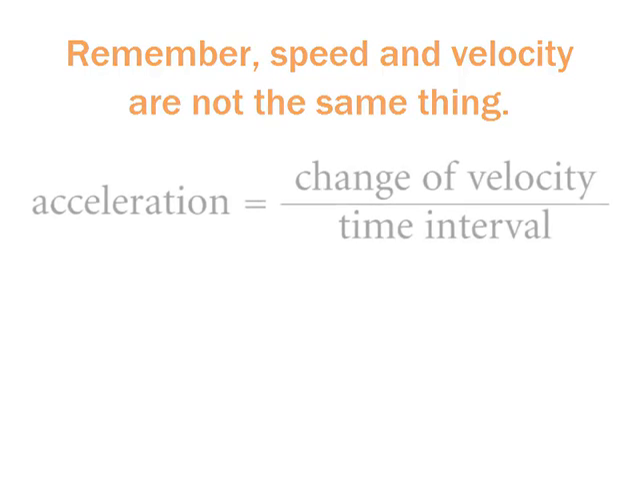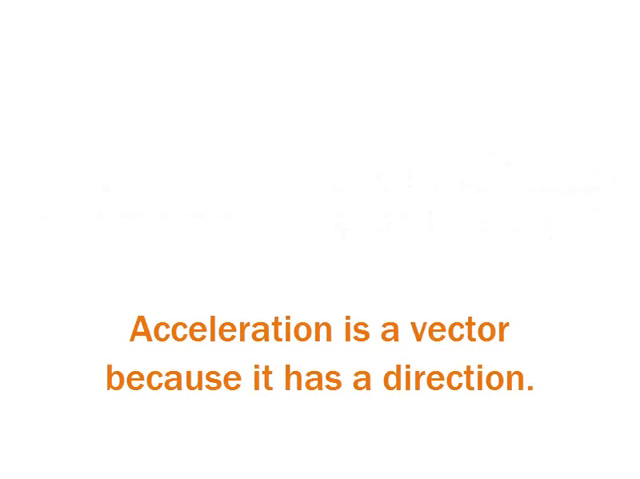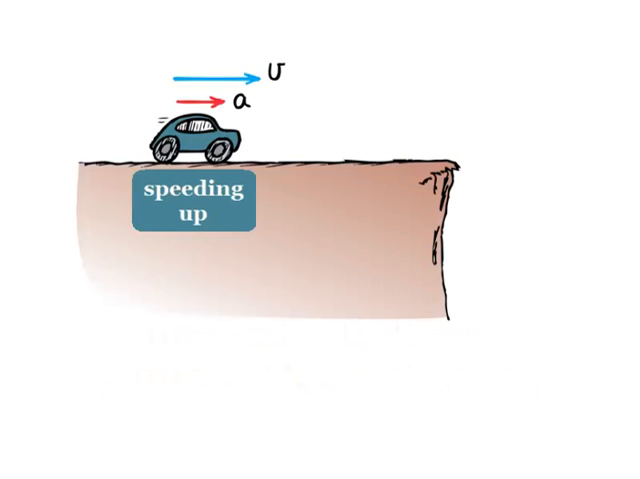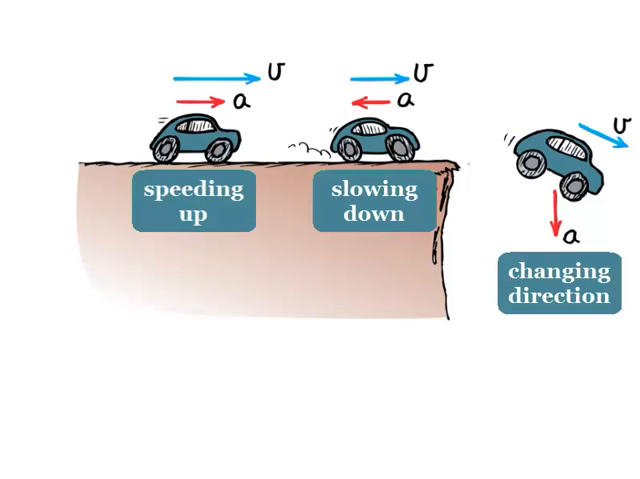It's important to distinguish between speed and velocity. Acceleration is defined as the rate of change in velocity, not speed. Acceleration, like velocity, is a vector quantity because it's directional. When you accelerate in the direction of velocity, you speed up. When you accelerate against velocity, you slow down. When you accelerate at an angle to velocity, you change direction.